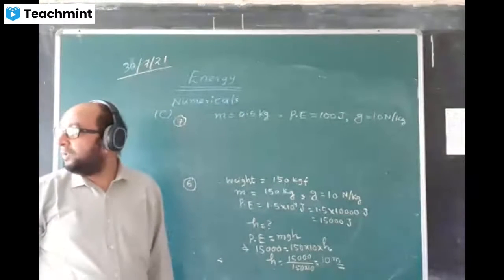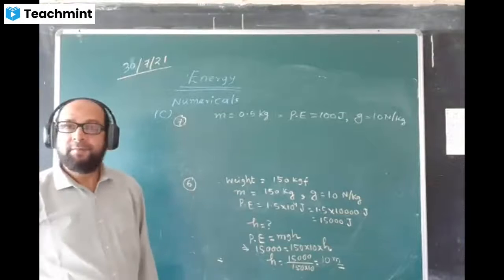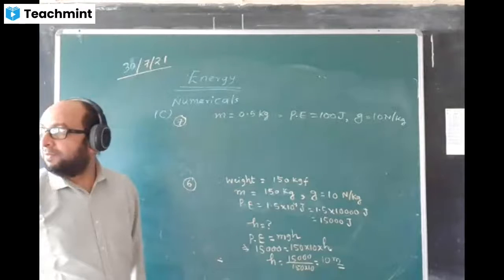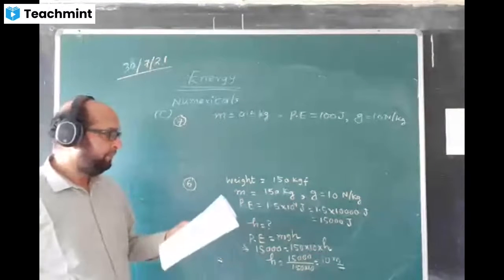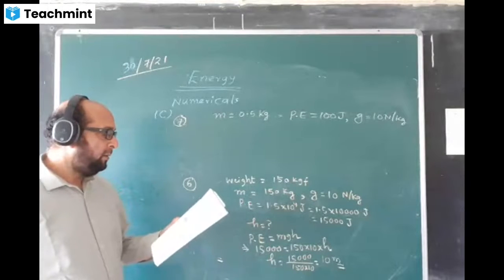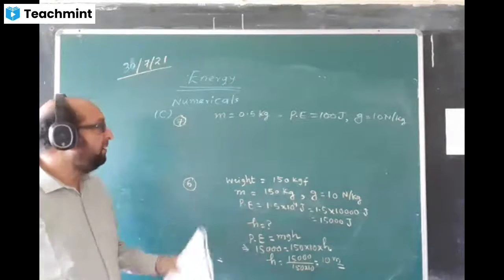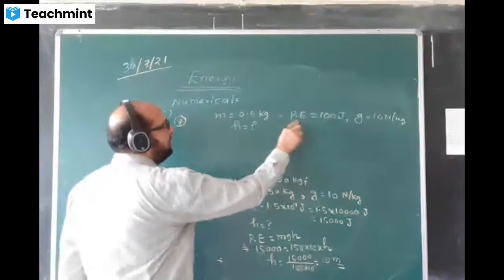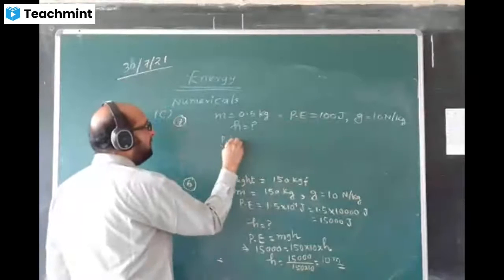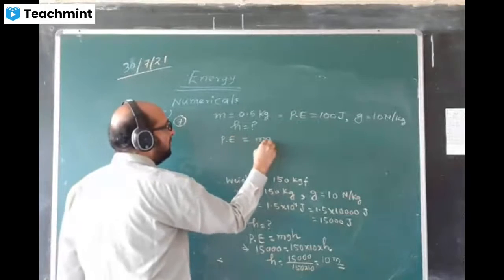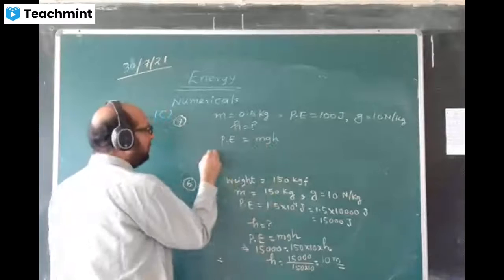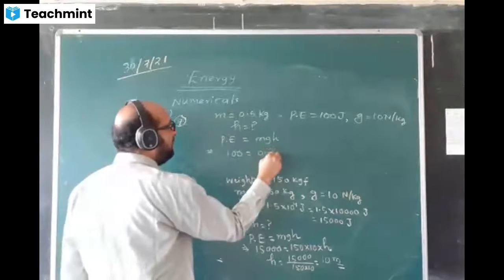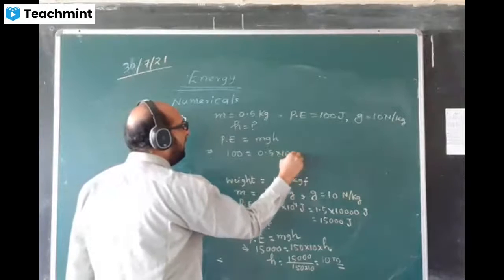Even if the value of g is not given, we always take 10. It is easier to calculate. The actual value is 9.8, but for the sake of convenience, we take 10. We have to find the height of the tower. The height is unknown. We use the potential energy formula mgh. This is a similar type of question. Potential energy is 100, mass is 0.5, g value is 10, and height is unknown.